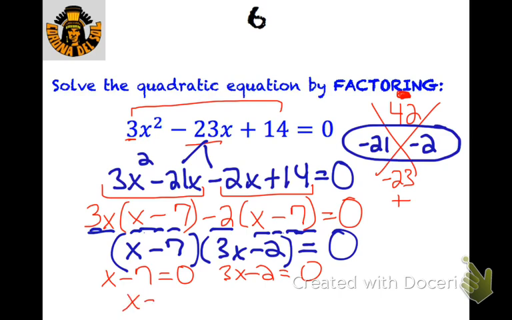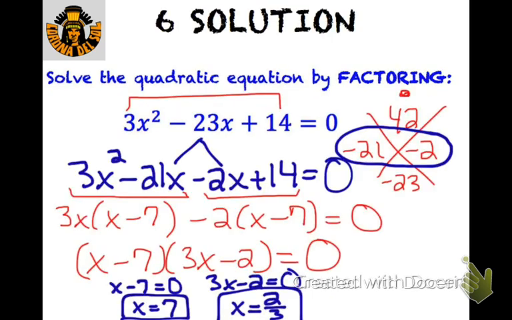So this one turns out to be 7. And then this one is a 2-step. So add the 2 over, then divide by 3. Just make sure you take the time to do that, so you get 2/3 instead of 3/2. It's supposed to be 2/3. All right, 2 good answers.